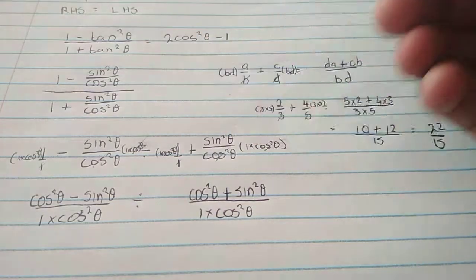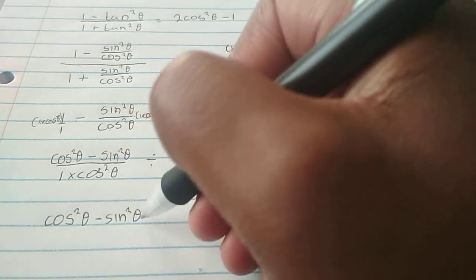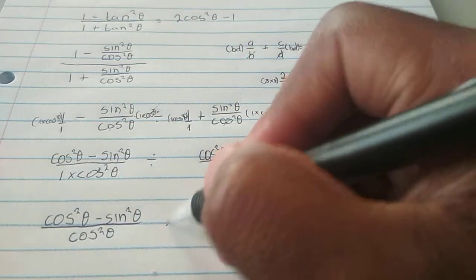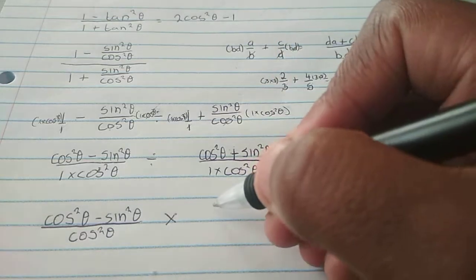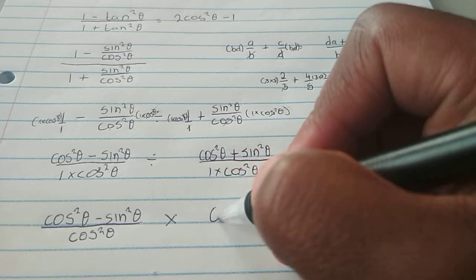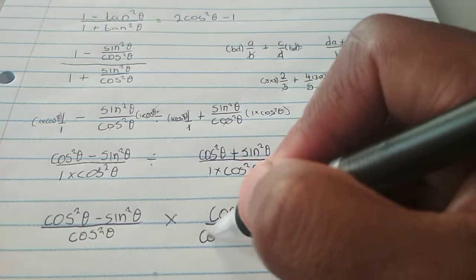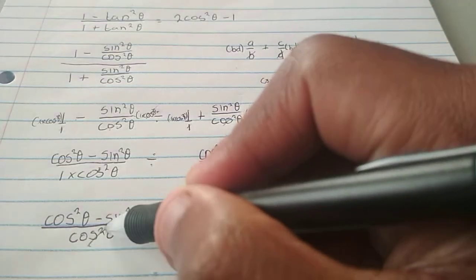Cool. Next thing is, I come to this term here. I write it as it is. Cos squared theta minus sine squared theta divided by, now I'm cos squared theta, because it's just 1 times cos. Now I want to change this division sign into a multiplication sign. And when I do that, then the denominator becomes numerator and numerator becomes denominator. So the cos squared theta goes on top now, divided by that one, plus sine squared theta. From there, I can see that that cancels that.